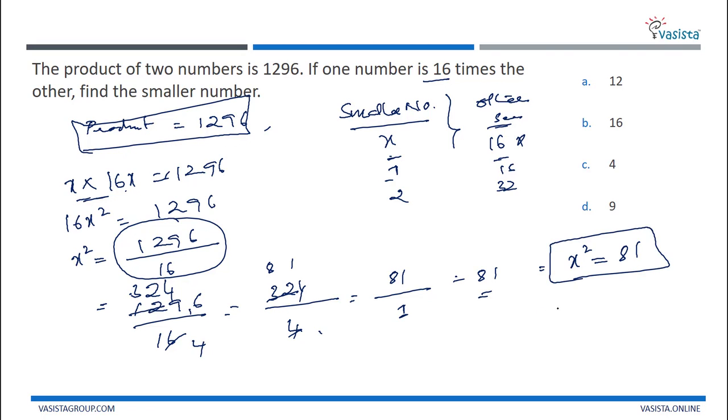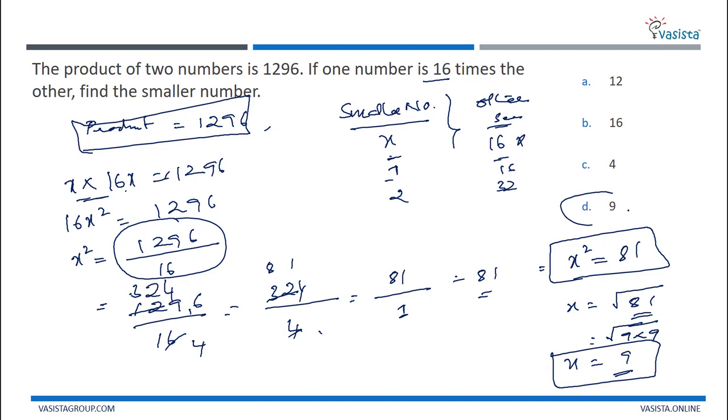Now we need to find out x. x is nothing but the square root of 81. You know how to find the square root, right? 9 nines are 81. This can be written as 9 into 9. When you take the root, this will become 9. So the smaller number is 9.